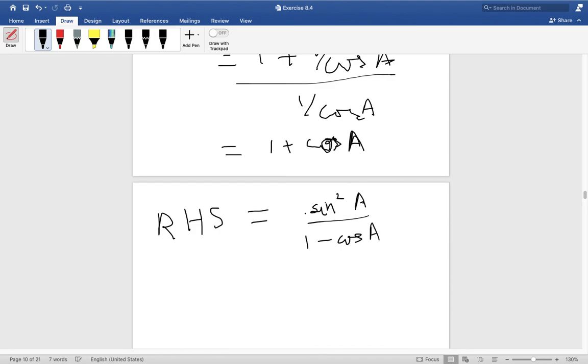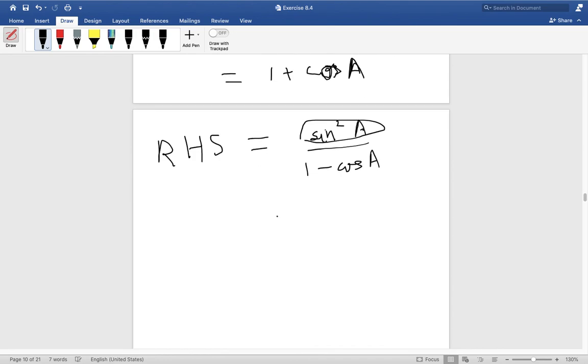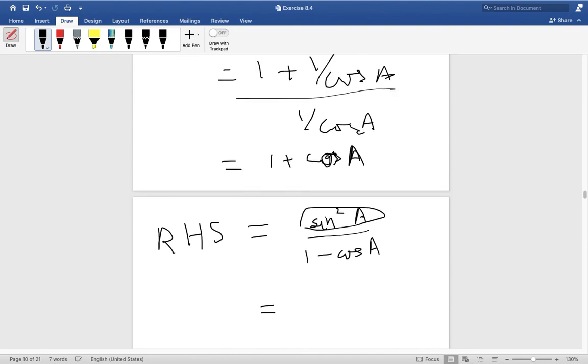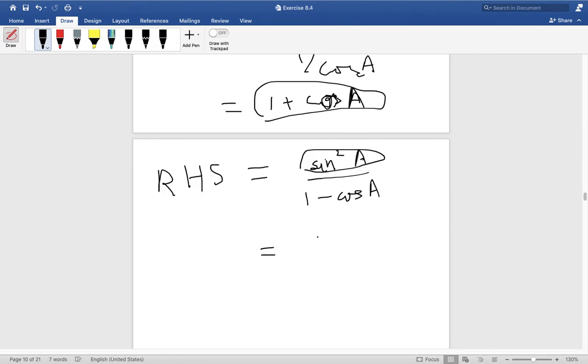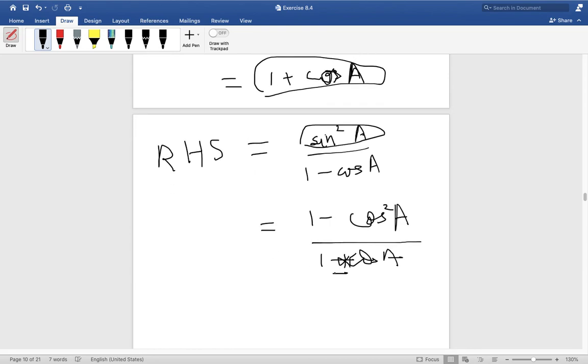We know that we can get rid of sine. We can easily convert it into cosine. On the left hand side of the equation, we only have cos, no sine. So how do we get rid of sine square A? We know that sine square A plus cos square A is 1, so sine square A is 1 minus cos squared A. So we have got rid of the sine completely, and the right hand side is 1 minus cos square A over 1 minus cos A. But it's 1 plus cos A on the left.